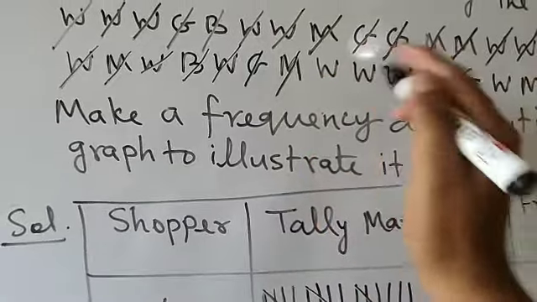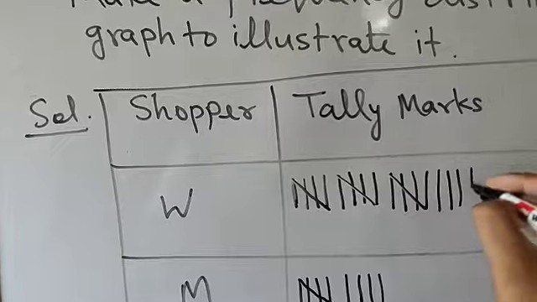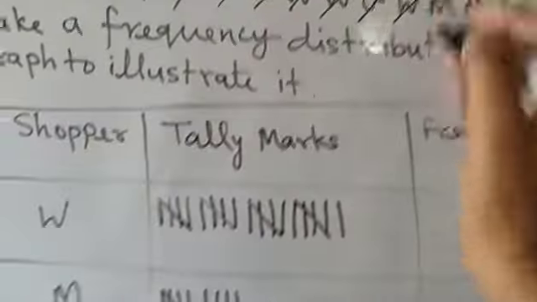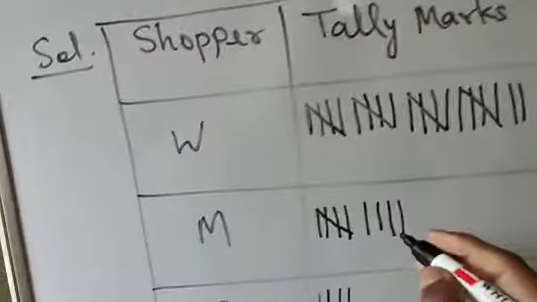Now 4 W are there, 1, 2, 3, 4. So here it is 1, 2, 3, 4. Now G is there, so cut the G, and in the G section you will mark one tally mark. Now W, so cut it, and here you will represent W. Now 2M are there, 1, 2, so here 1, 2.